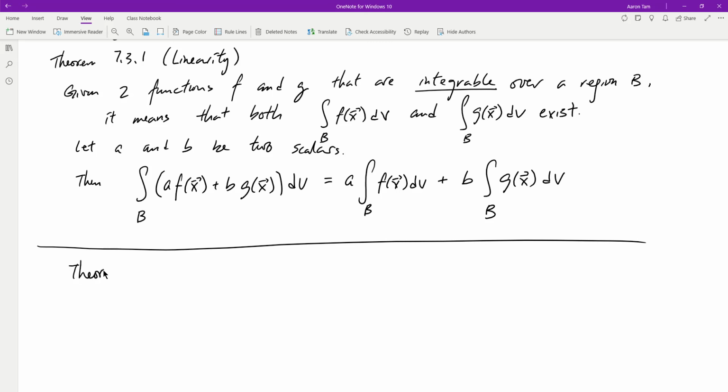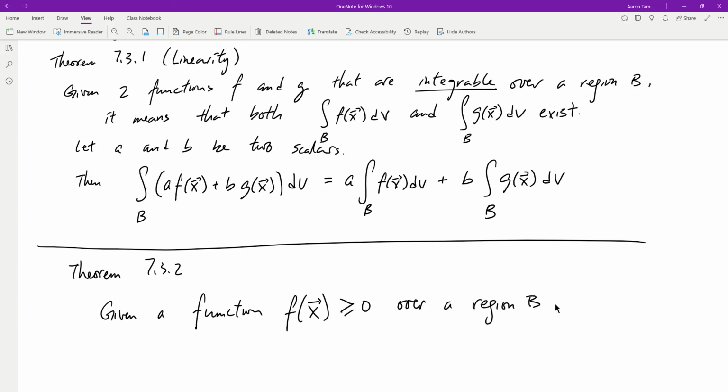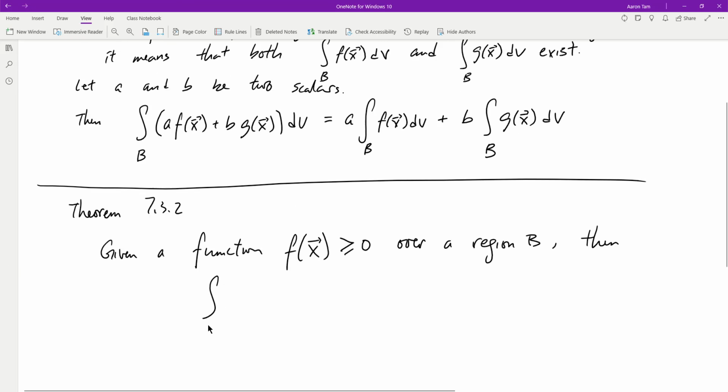The next theorem is not as important, but it is something that's good to know. It's theorem 7.3.2, which states the following. If you are given a function f of vector x, and we know that this function is always greater than or equal to 0 over a region B, then if you integrate it over the region B, you always get an answer greater than or equal to 0.